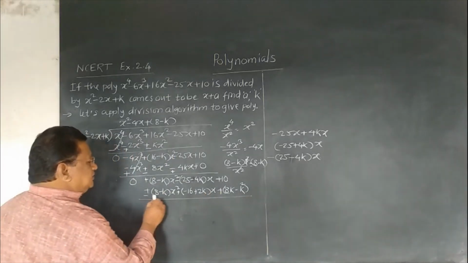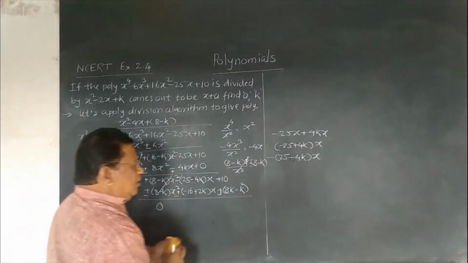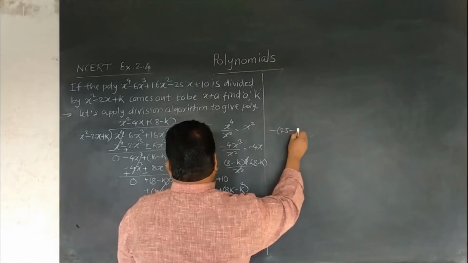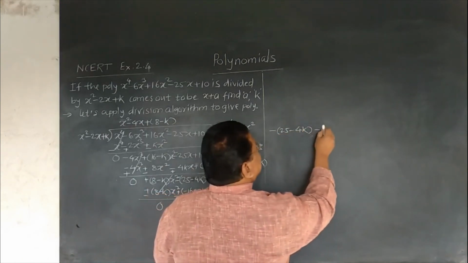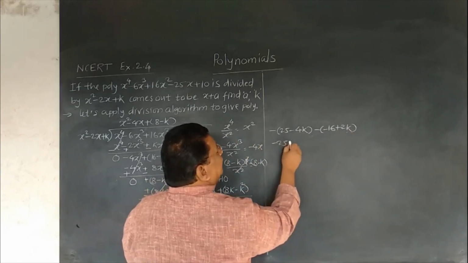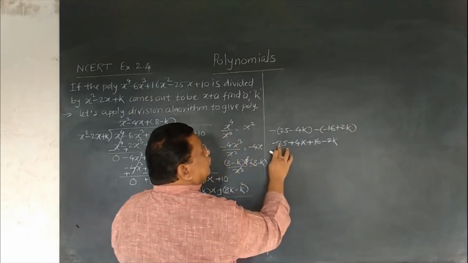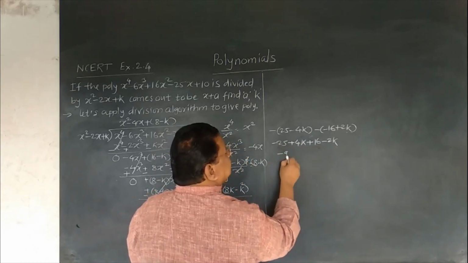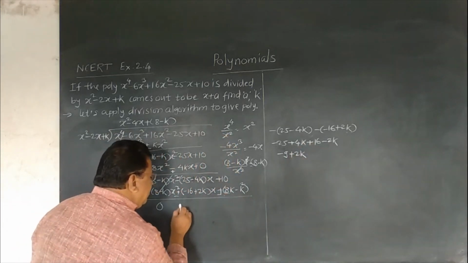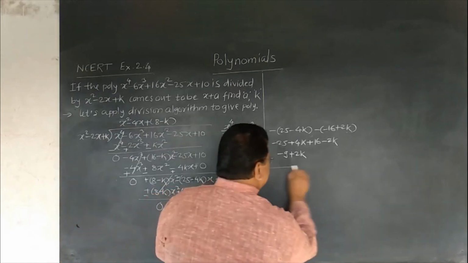So what is our next step? Minus, minus, minus. So 0. Now let's carry out this subtraction. See this subtraction. Minus 25 minus 4k minus minus 16 plus 2k. Simplify this. Minus 25 plus 4k plus 16 minus 2k. Minus 25 plus 16 is minus 9, plus 4k minus 2k is plus 2k. So here what is remainder? Minus 9 plus 2k x.